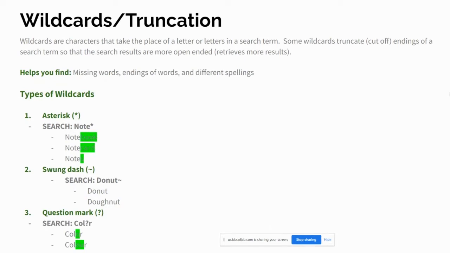There are three types of wildcards. First is an asterisk, and you can add this to a compound word or a word maybe you don't know the ending to.